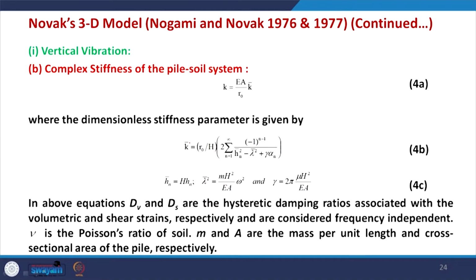Once k bar is known, we need to understand that this is a dimensionless stiffness parameter; there is no dimension of k bar. The stiffness dimension is E A divided by R naught, where E is Young's modulus of the pile, A is the cross-sectional area, and R naught is the radius of the pile. So this equation is very compact for finding the stiffness of the pile, and naturally this stiffness will keep varying with the frequency. This is not going to be constant, that is a point to be noted. It is a function of omega.